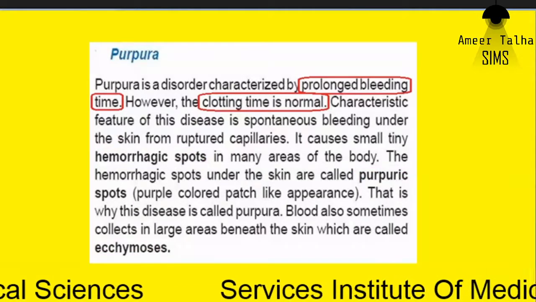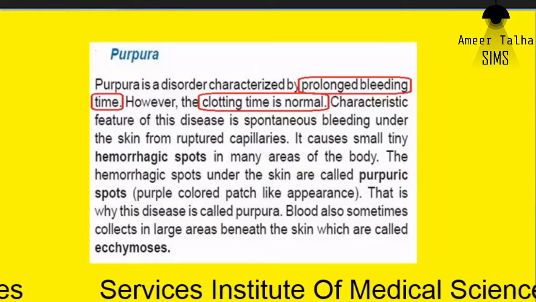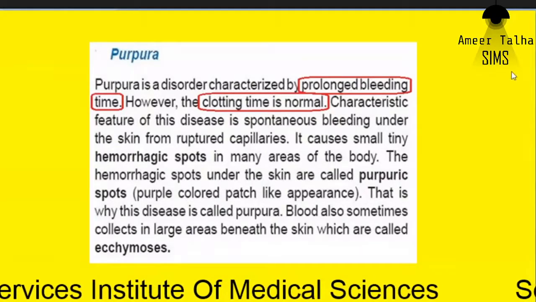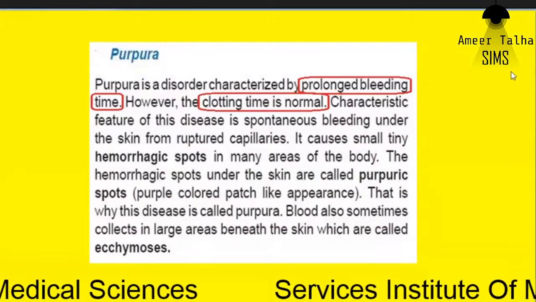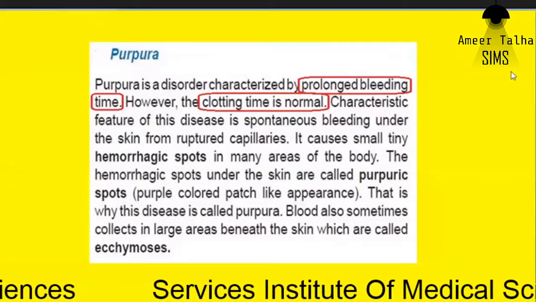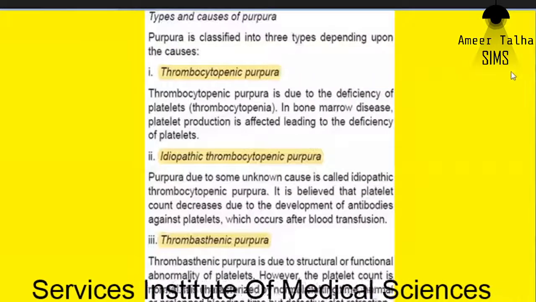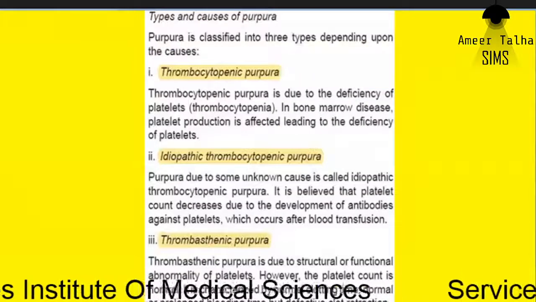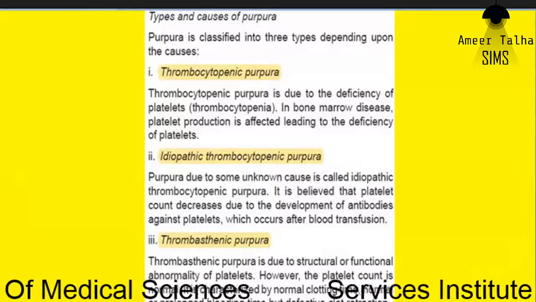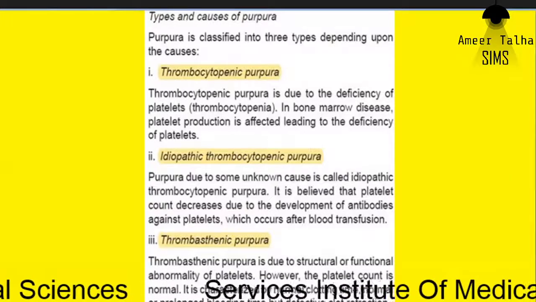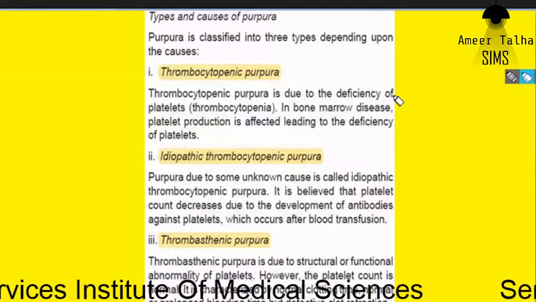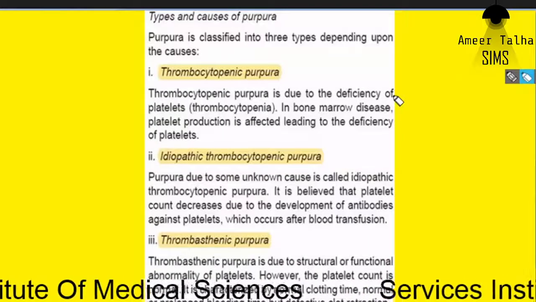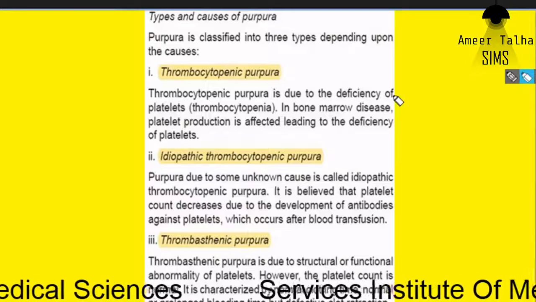The platelet count is on the lower side. Obviously, the bleeding time will prolong, and such patients are prone to bleeding. Even minor cuts can lead to serious bleeding. Right?